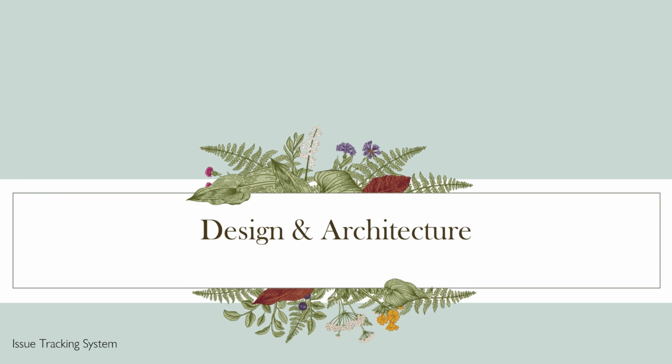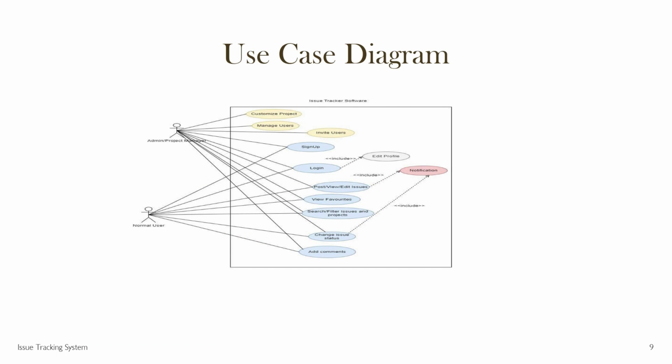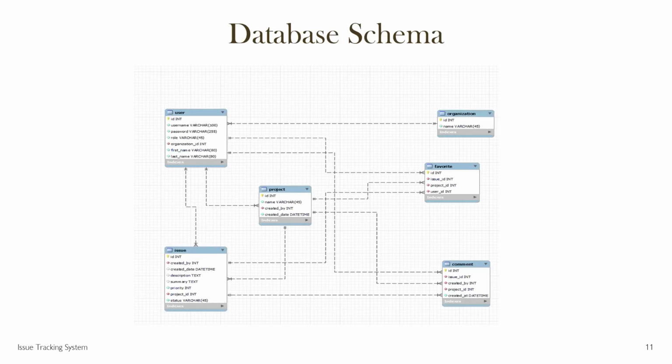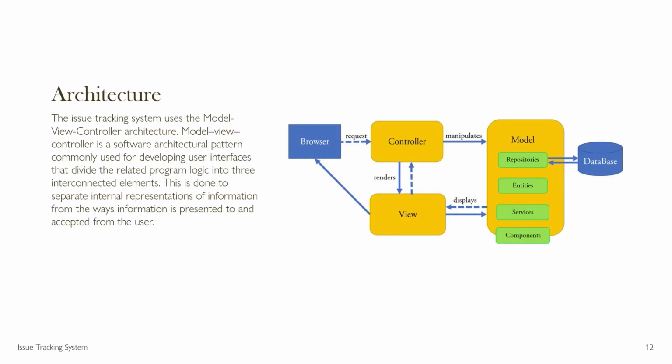We'll now talk about the design and architecture of the system. Here we have the use case diagram. Here we have the class diagram. And here we have the database schema. And here we have the architecture of the system.